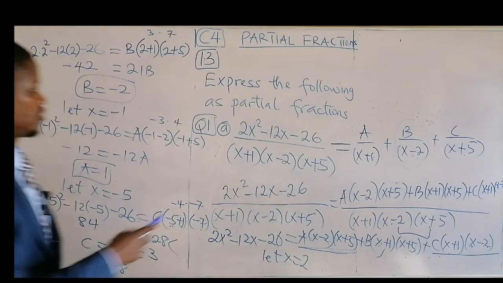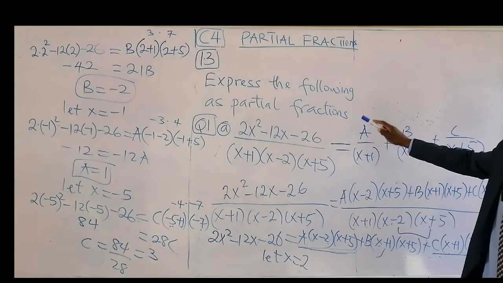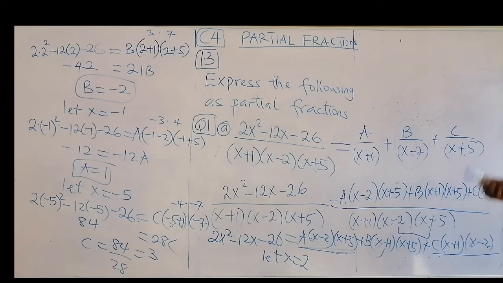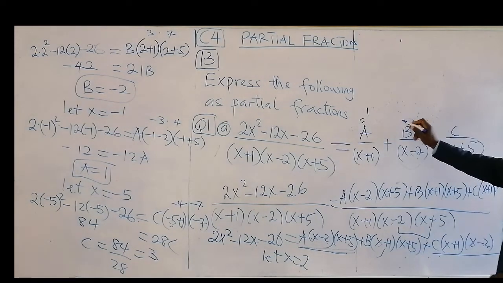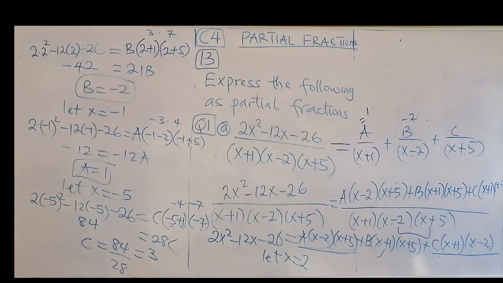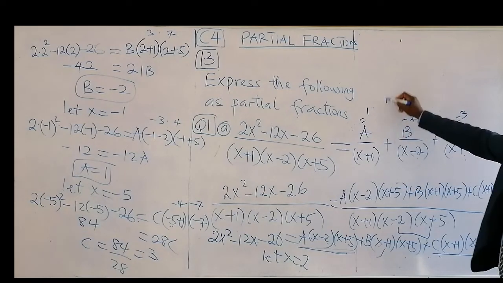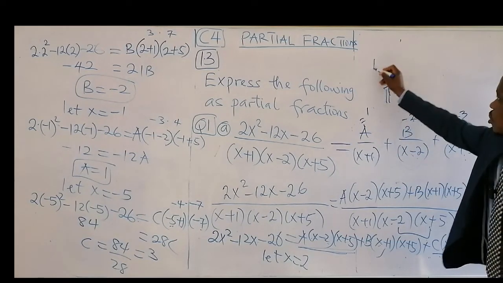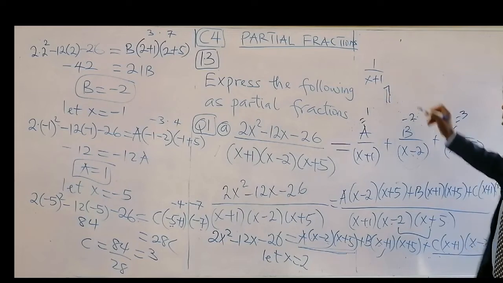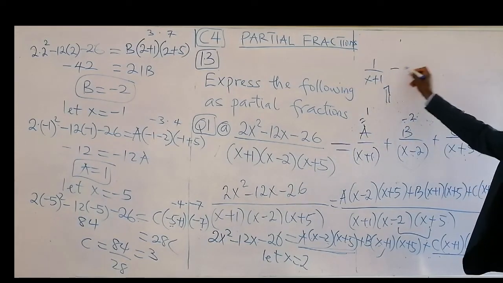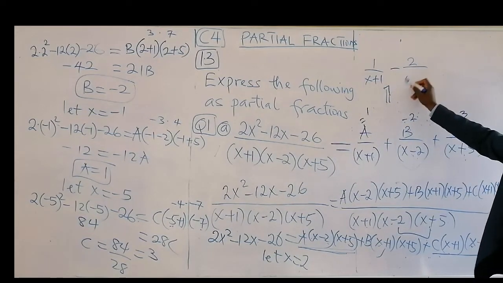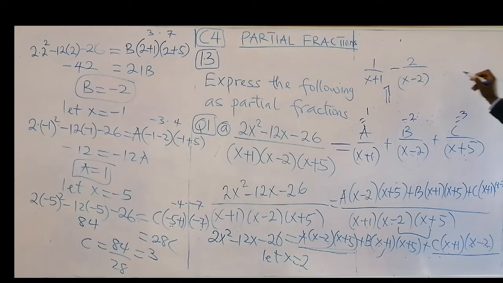So what you just have to do is come back here and substitute for your A, your B and your C. Your A is 1, B is minus 2, your C is 3. So in this case, we want to write this one now. That will be equal to 1 over x plus 1, and then plus minus, that's minus 2 over x minus 2, and then plus 3 over x plus 5. So that's that on that question.